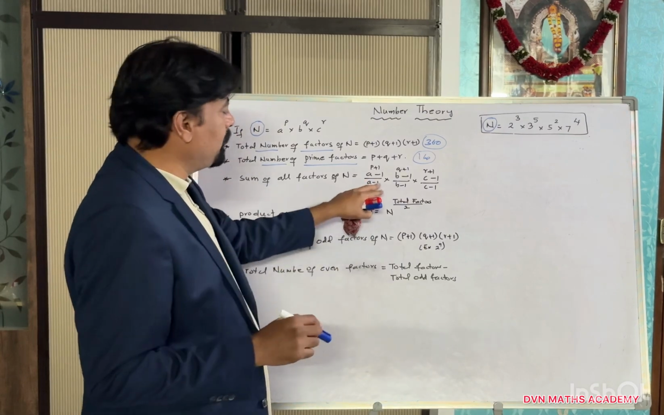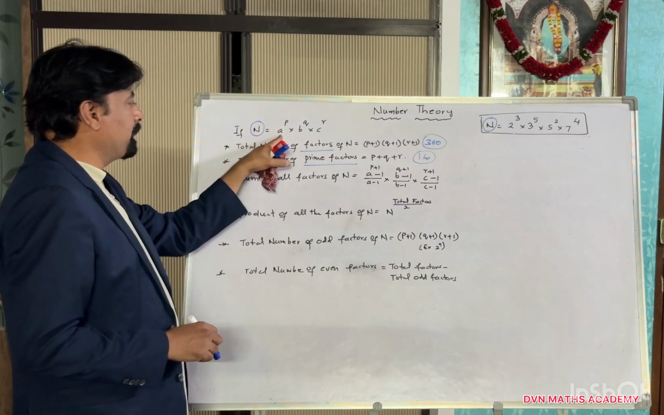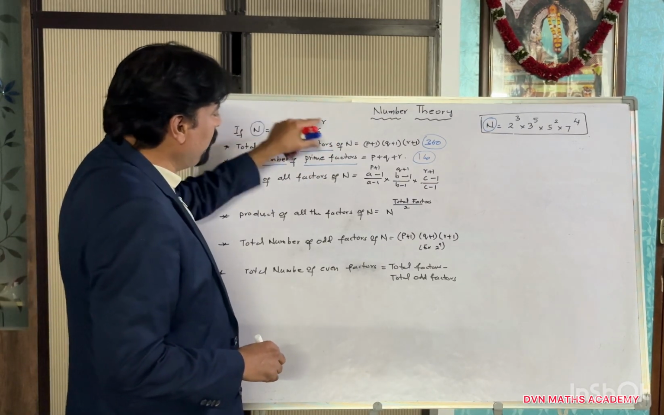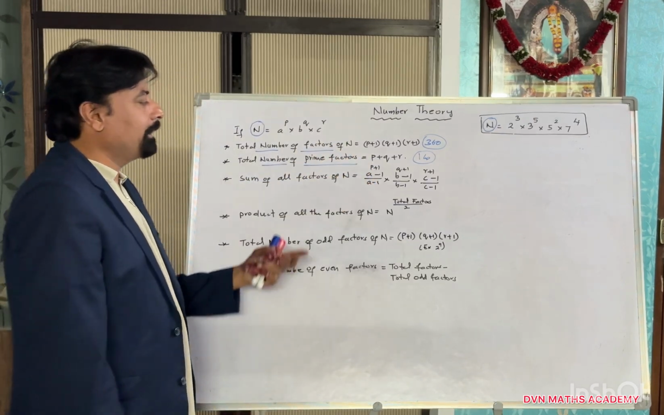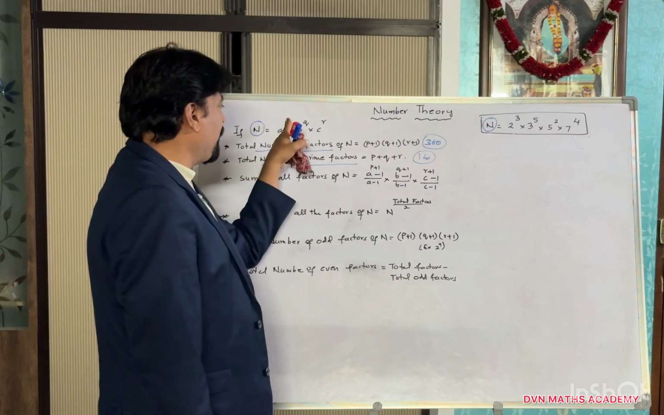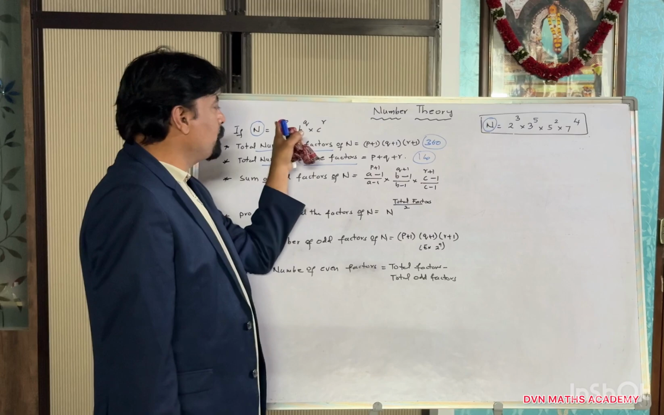If you want to understand this formula, just concentrate on the prime factorization of the given n, that is a to the power of p into b to the power of q into c to the power of r. You substitute these values in this formula, then you will get the answer. According to this, a is the base and p is its power, b is the base and q is its power, and you substitute those values.